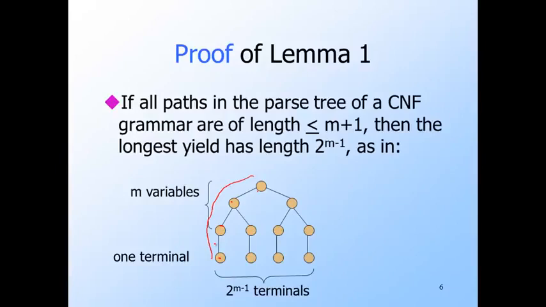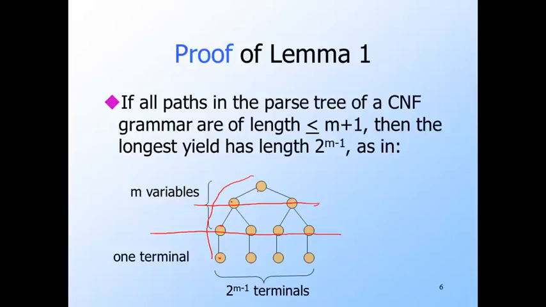Okay. If we forget about the terminals at the leaves, a parse tree in a CNF grammar is a binary tree. Thus, at each level, the number of nodes can at most double. Thus, there is only one node at the top level, the root. There can be only two nodes at the next level, four at the third, and eight at the fourth, and so on. In general, there'll be at most 2 to the power m minus 1 at the nth level.